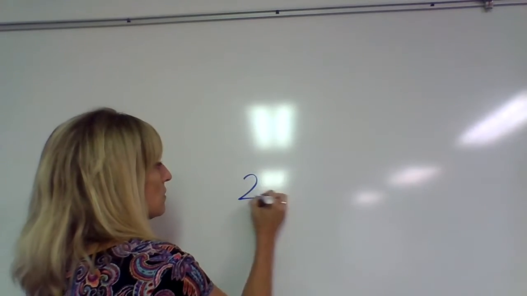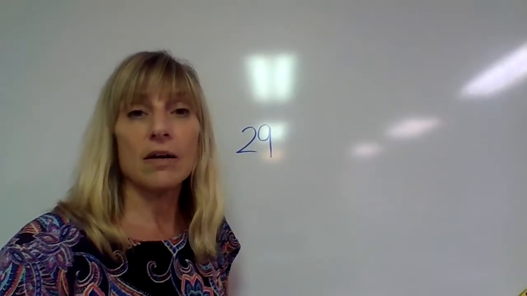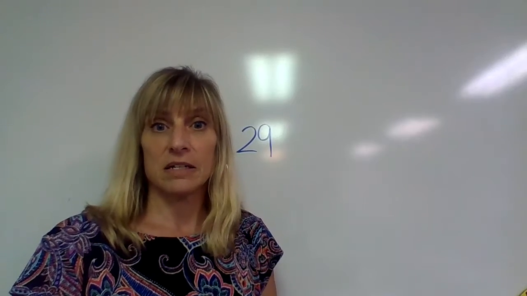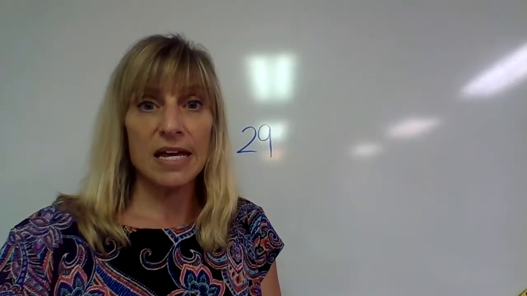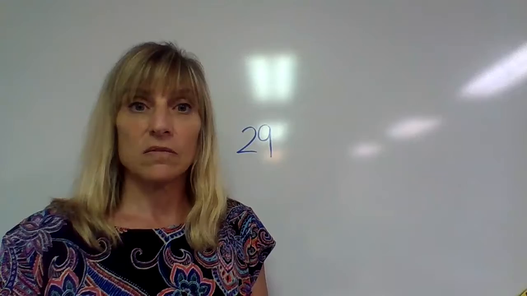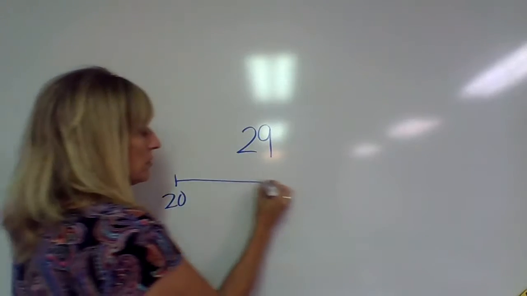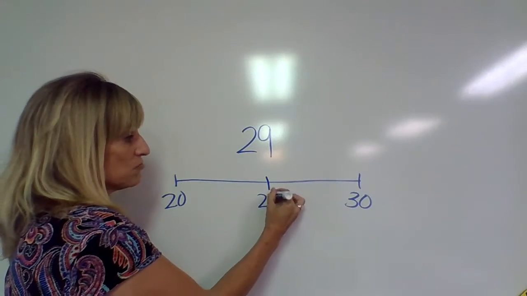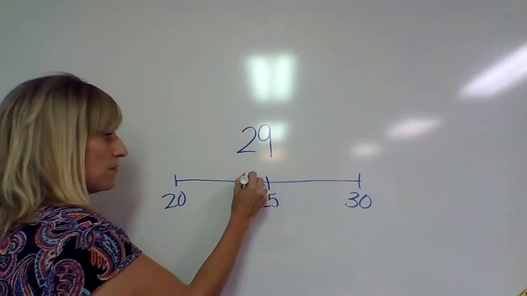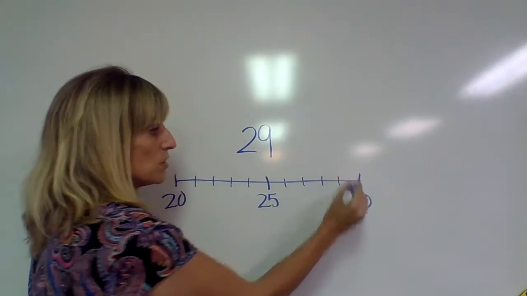If I have the number 29, can you see that okay? I want to round that to the nearest 10. But before I do that, I need to know what two groups of 10 29 is in between. If I were to use a number line, 20 is here, 30 is here, 25 is right in the middle, and then we have 24, 23, 22, 21, 26, 27, 28, 29.